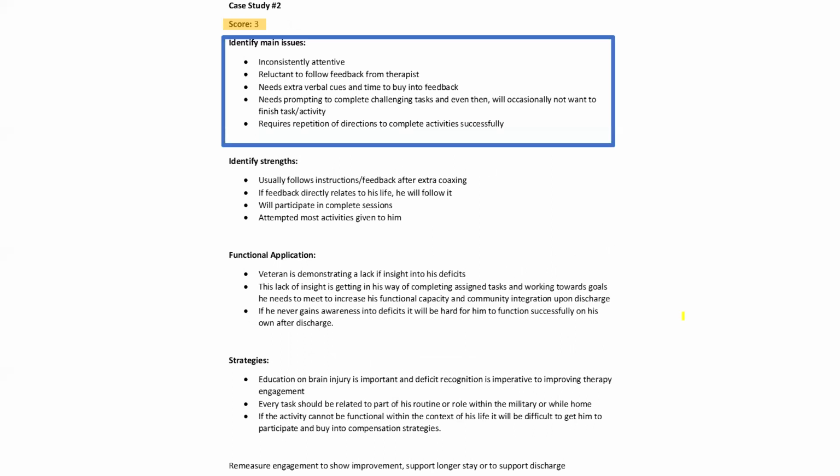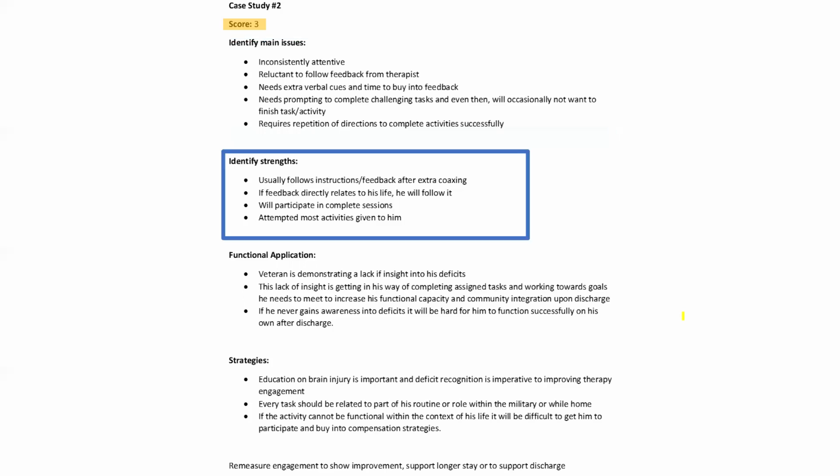Identifying the main issues: he was inconsistently attentive. He was reluctant to follow feedback from therapists. He needs extra verbal cues and time to buy into feedback. He needs prompting to complete challenging tasks, and even then will occasionally not want to finish the task or activity. He also requires repetition of directions to complete activities successfully.